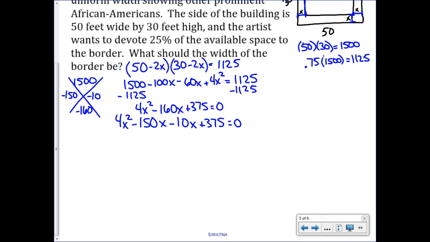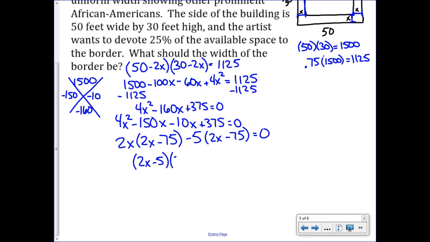So now what can I take out of the first 2? I can take a 2x out, and I end up with 2x minus 75. Of the second one, I can take a 5 out, and I'm going to go ahead and take the minus out. So then I get 2x minus 75 left over. So then I have 2x minus 5 and 2x minus 75.